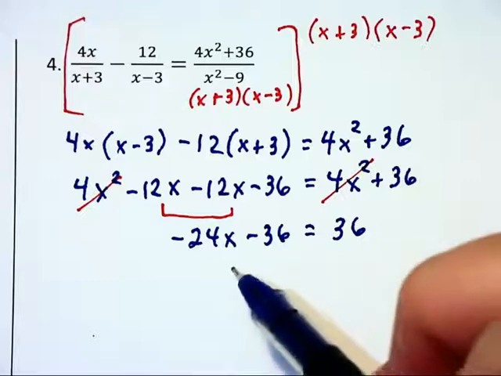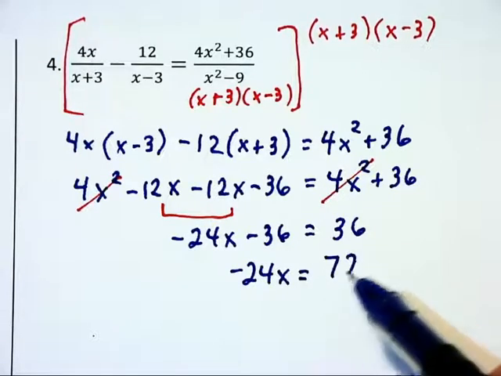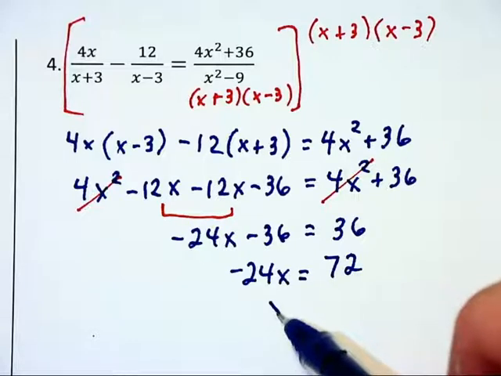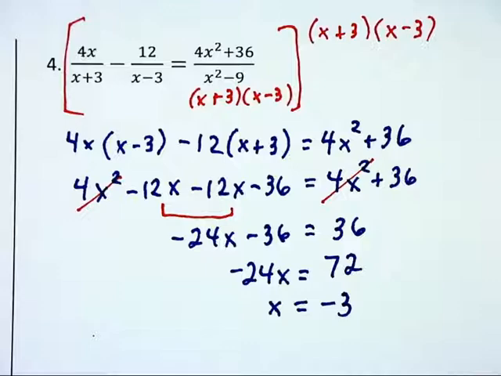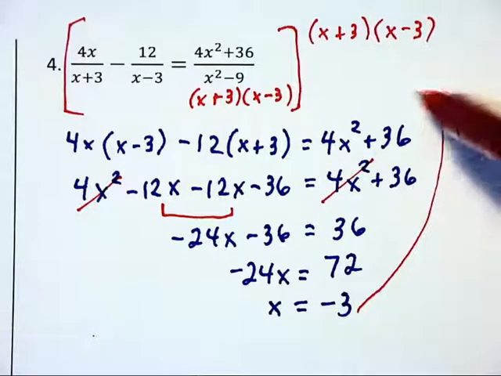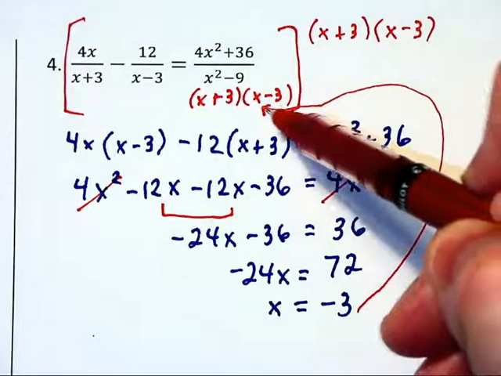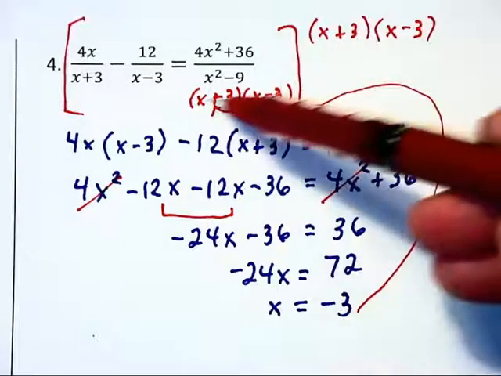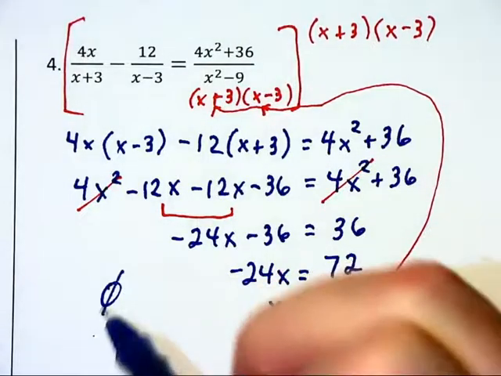Adding 36 to each side, we get negative 24x is equal to 72. And dividing through by negative 24, we now have x is equal to negative 3 as a potential solution. But when we check it back in our original problem, we notice that we have a problem. Actually, I should have drawn my arrow right here. Negative 3 plus 3 is 0 in the denominator, and that will not work. So our solution here is that there is no solution.